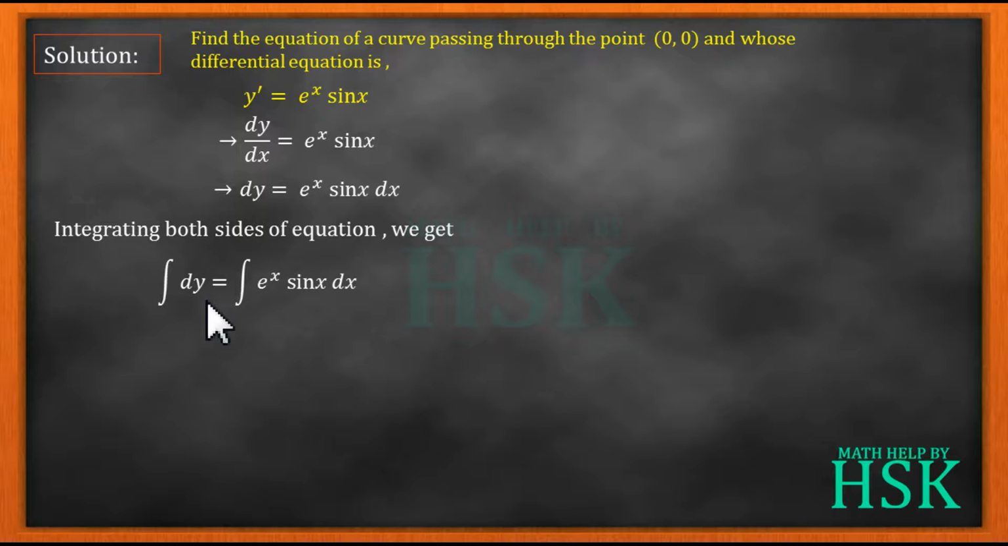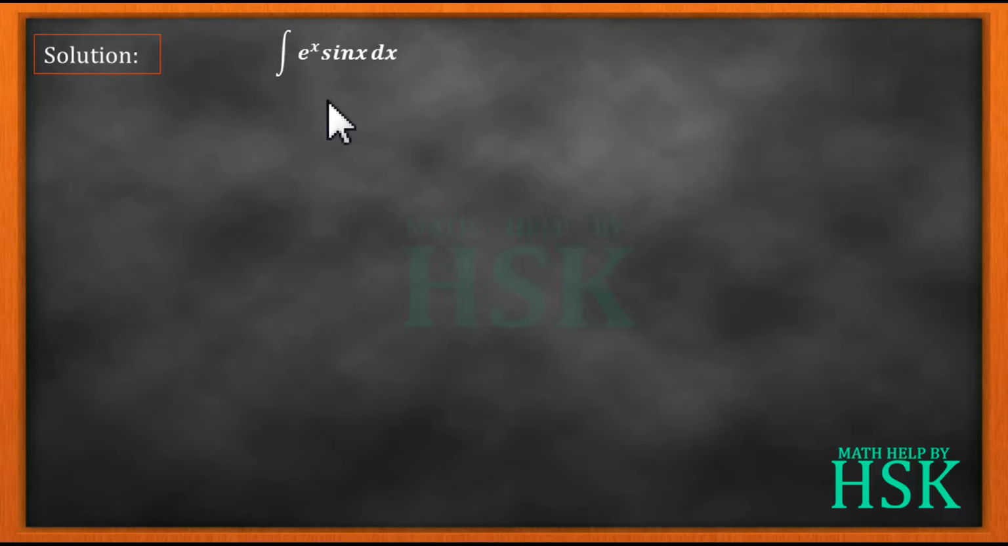Now integration of dy would be equal to y, but this integral contains two functions, that is, it is in the form of product of two functions e to the power of x and sin x. So this would be solved by integration by parts, and the calculations are lengthy. So I'm going to solve this integral separately. I take the given integral and assume that this integral is equal to I. Further I can write the given integral as integration of sin x into e to the power of x dx.